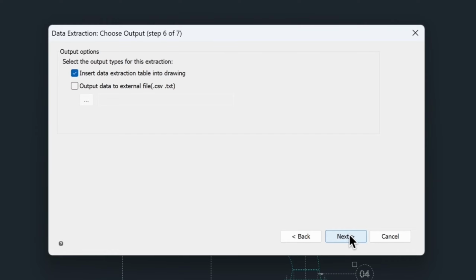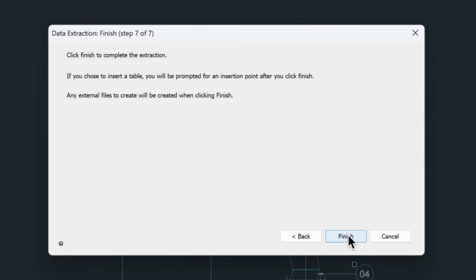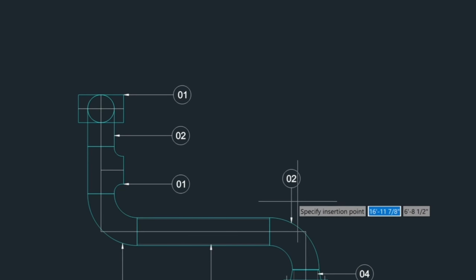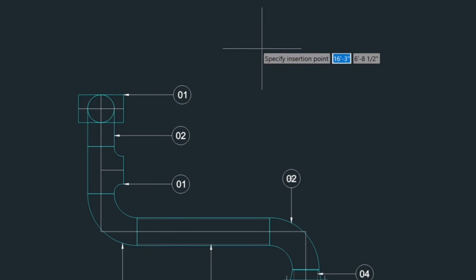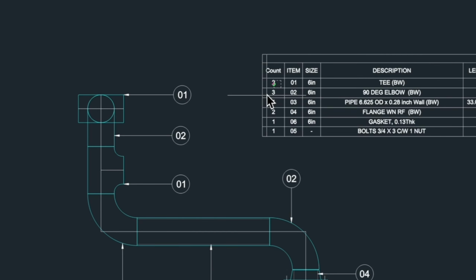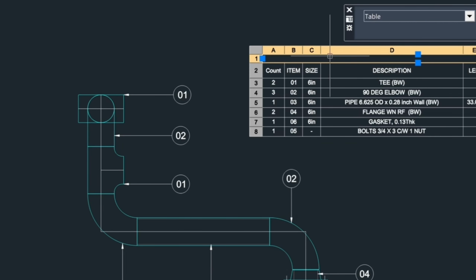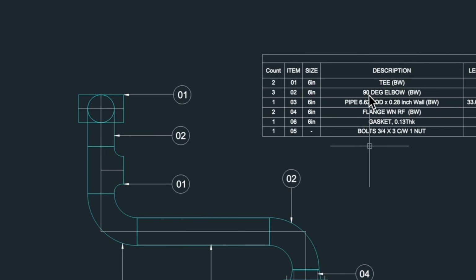This is just the insert step. We can output it as well to the CSV or text file at the same time and then finish. And from here, I'm just going to place a point in my drawing anywhere in model space. If I click on this, you can see that it's an AutoCAD table.